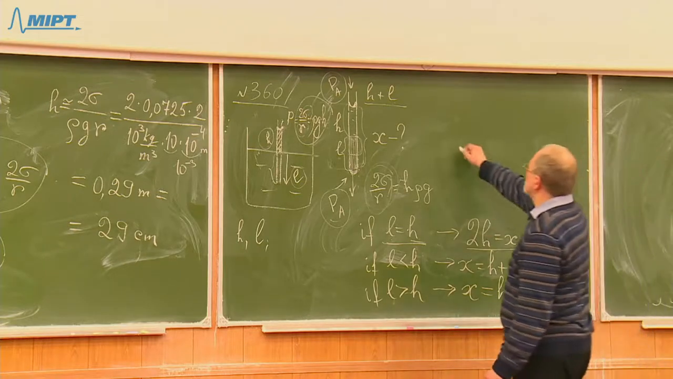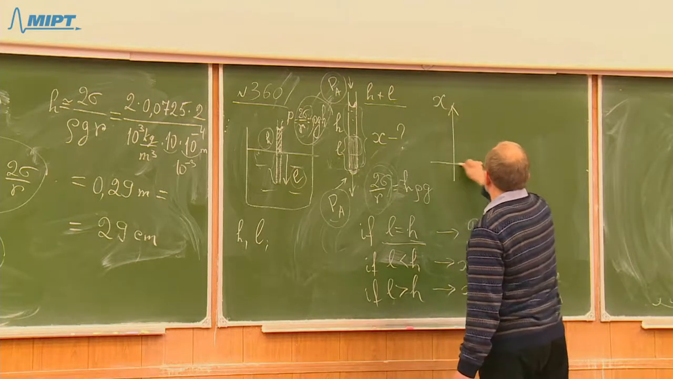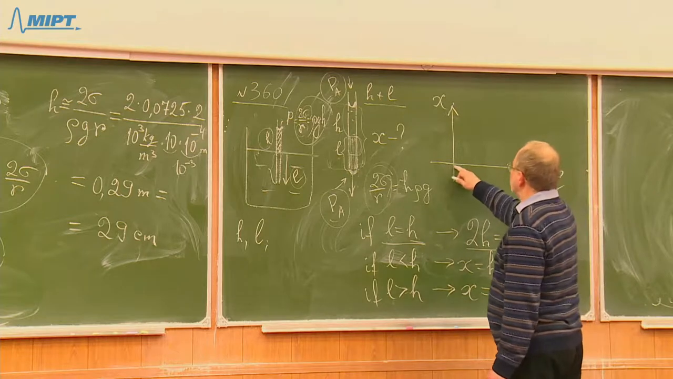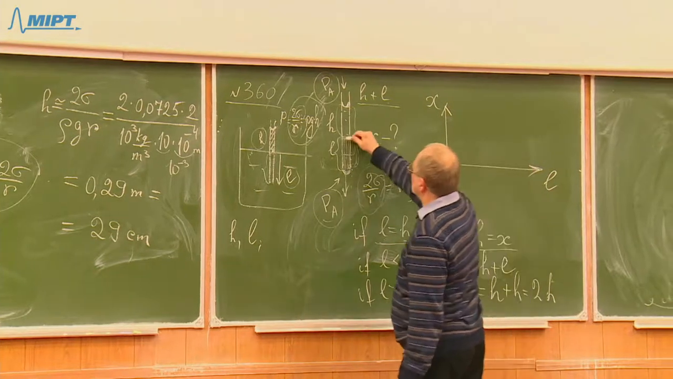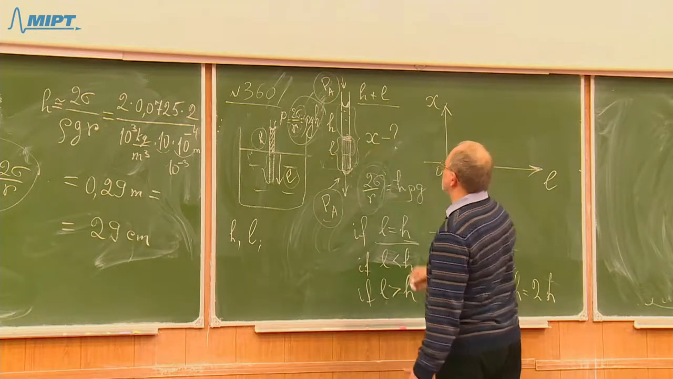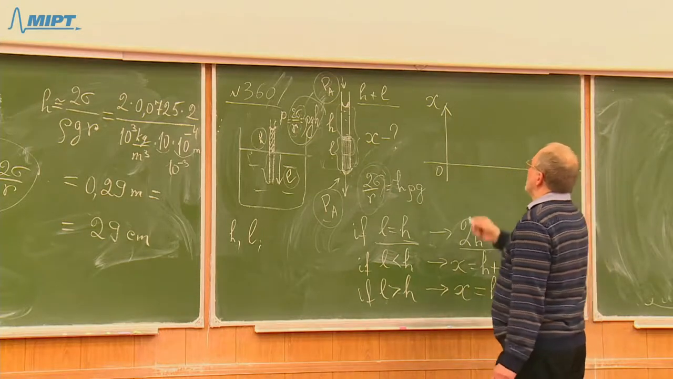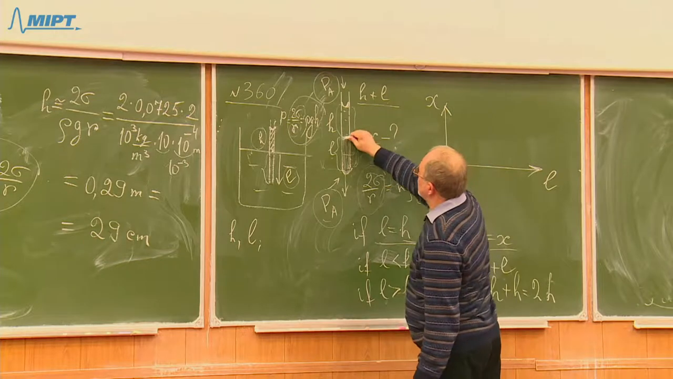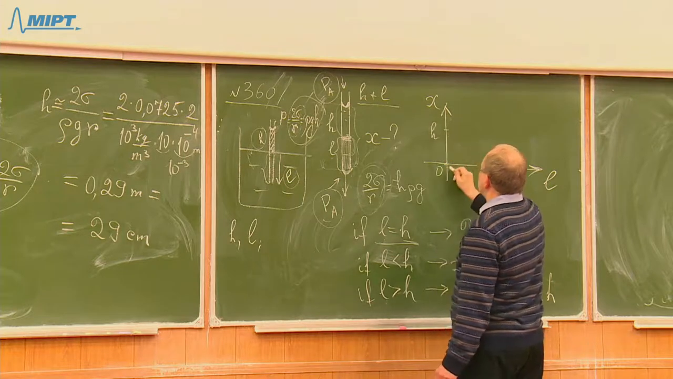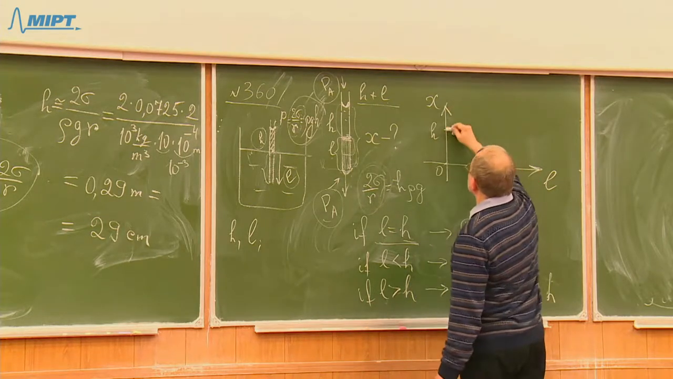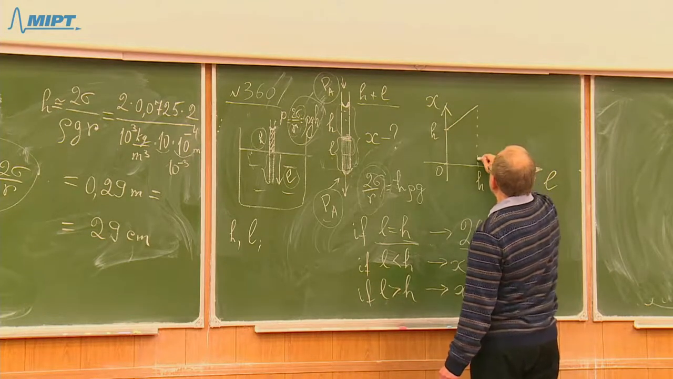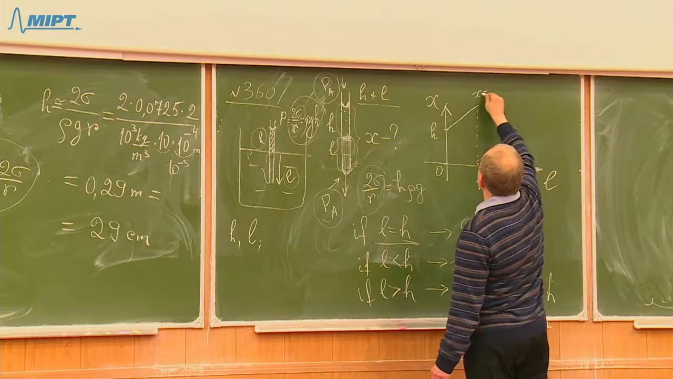So if we draw a graph of x versus L, what can be said about it? If L is close to zero, if a very small amount of water is here initially, then this lower surface will be enough to keep this water. And if L is equal to zero, then nothing will flow out. This part of water can be kept by the upper surface, and x will be equal to h. Then if we increase L, x will also increase proportionally. And if L equals h, that is the maximum possible amount of x, equal to 2h.